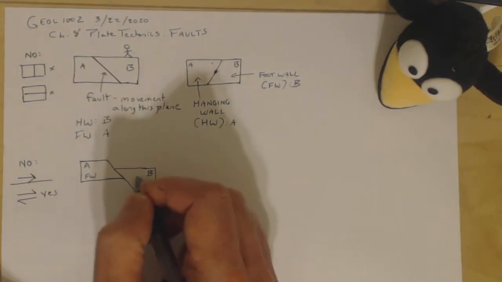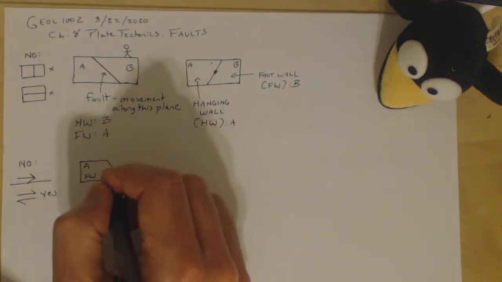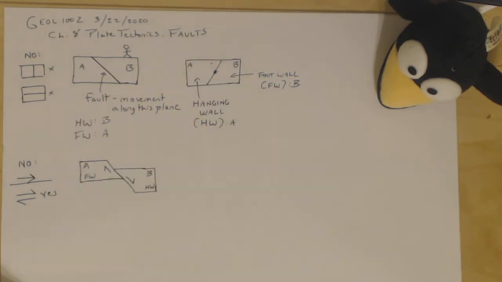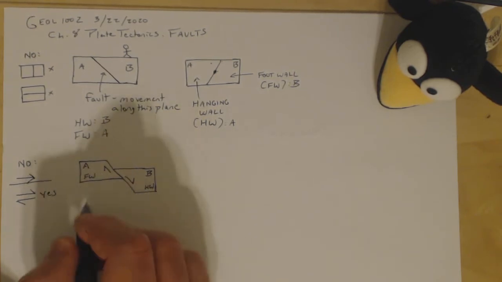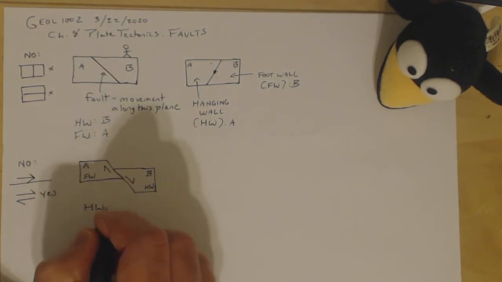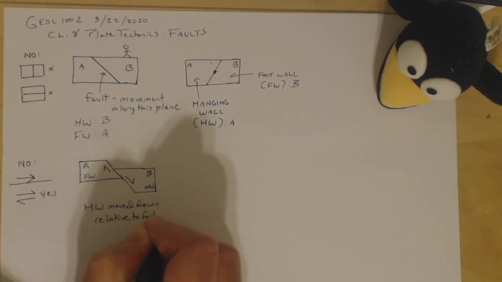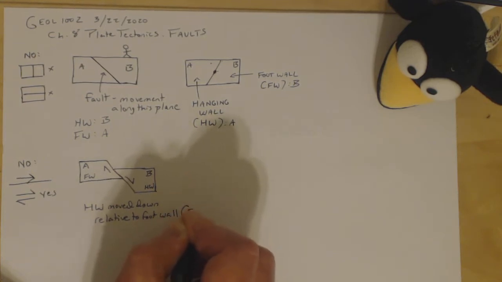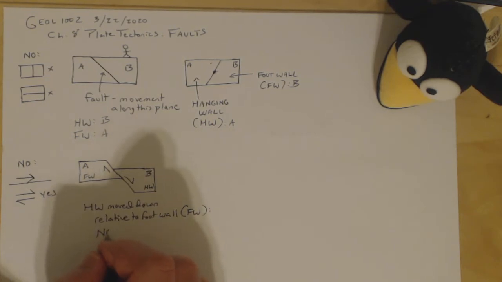So in this case, since block B slid down, we draw one arrow like this, and since block A moved up relative to B, we draw the other arrow like that. In this case, block B slid down relative to A. The hanging wall moved down relative to the footwall. This kind of fault motion is called a normal fault.